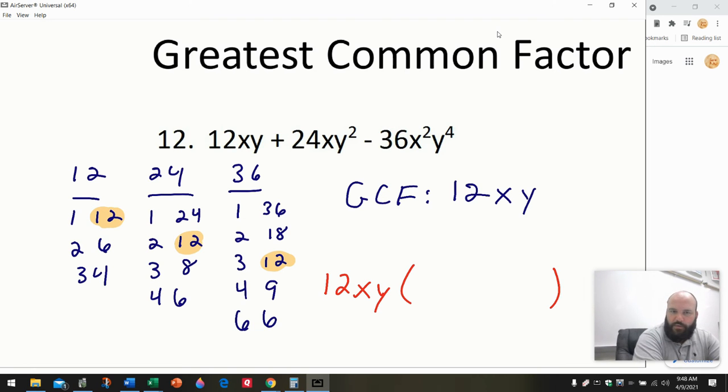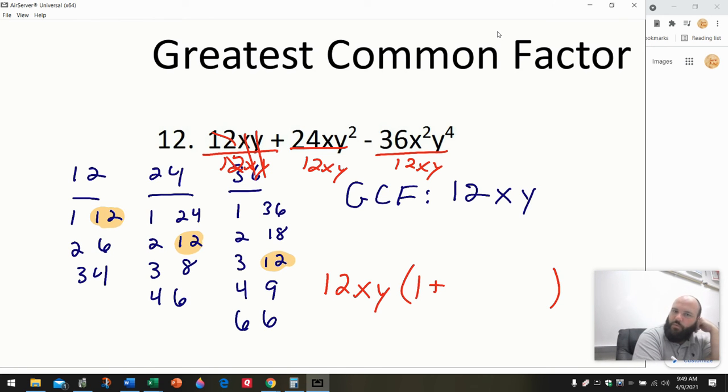The next thing we are going to do is divide each one of these by the GCF. Now, when we divided those, you can see the first term, we have to deal with these each individually. 12 divided by 12 is 1. X divided by X is 1. And Y divided by Y is also 1. So all of that just turns into a 1. Then we have a plus.